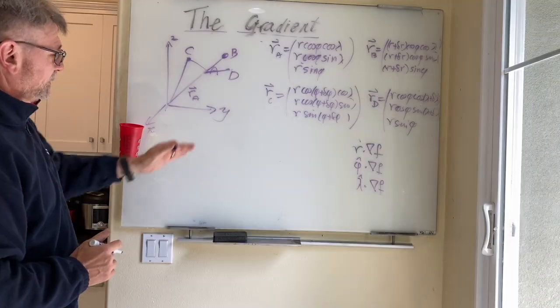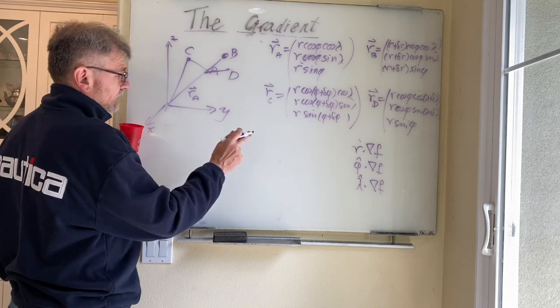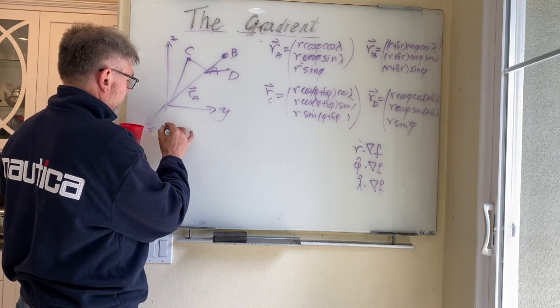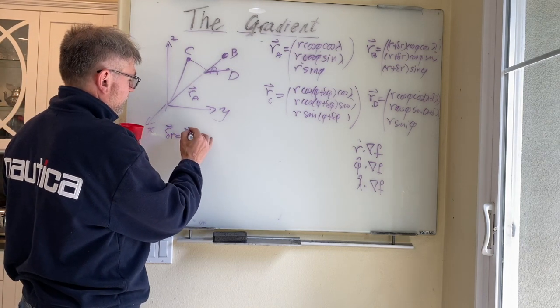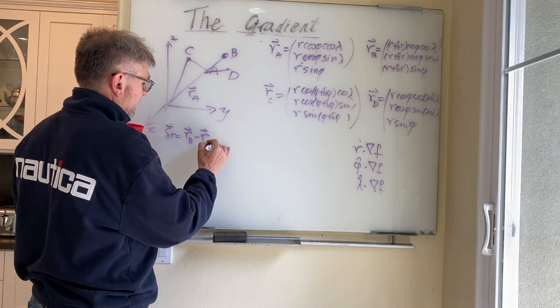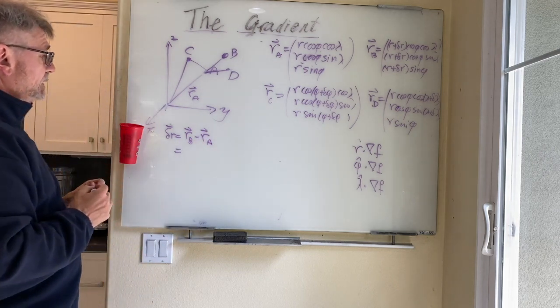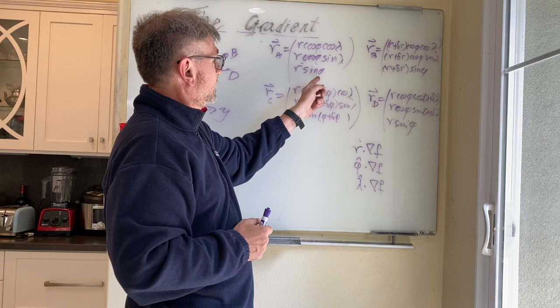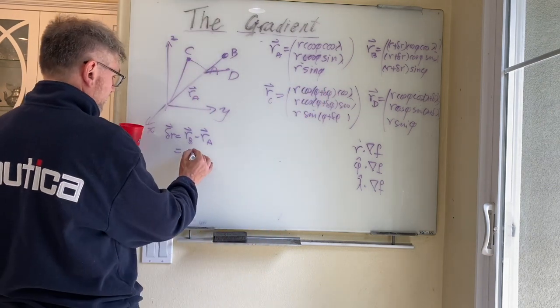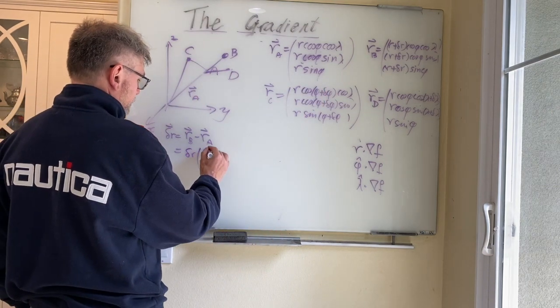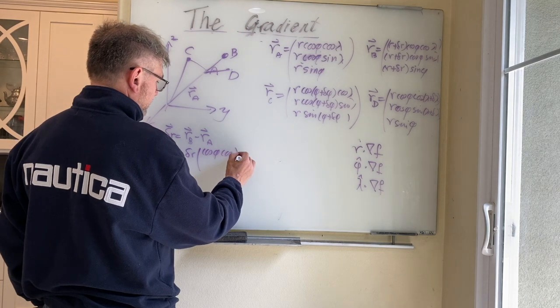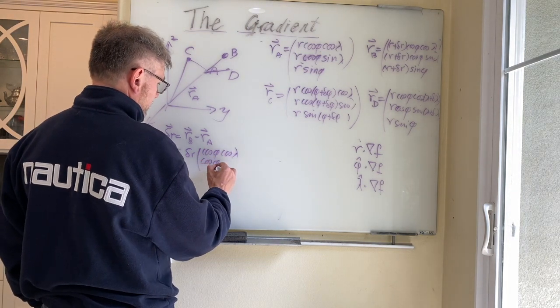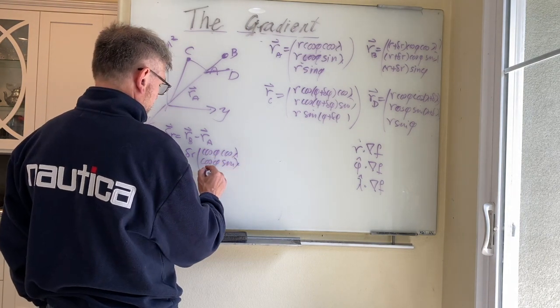Let's do the r direction. So if I do delta r vector, equal to RB minus RA, that's going to be the difference between these two vectors, right? And that's just going to be delta r times cos phi cos lambda, cos phi sine lambda, sine phi.